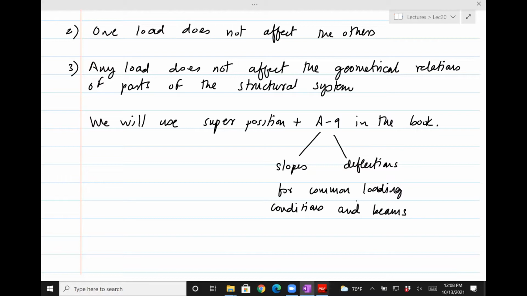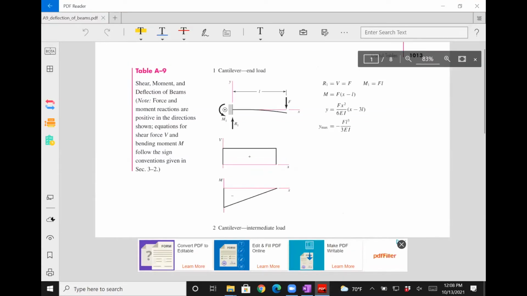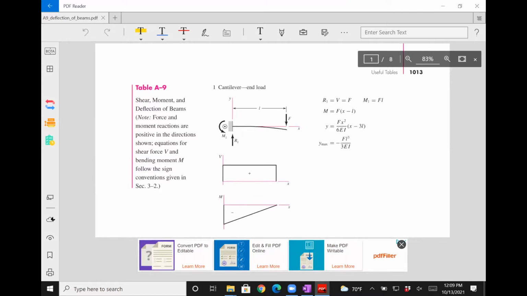So here is A9, which I plucked from the book. This is a beam subjected to a force. This is actually one of the problems I solved in the class last time, right? Load F at the end. So it gives you the shear force and the bending moment diagram. It also gives you the slope. It doesn't give you the deflection, but you can find the deflection by just taking the first derivative of y, and that's super easy, right?